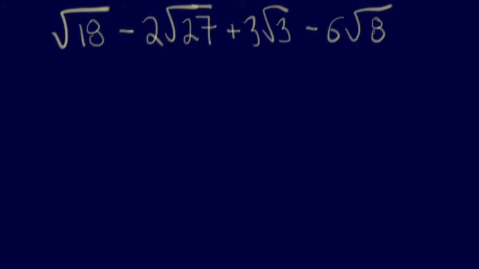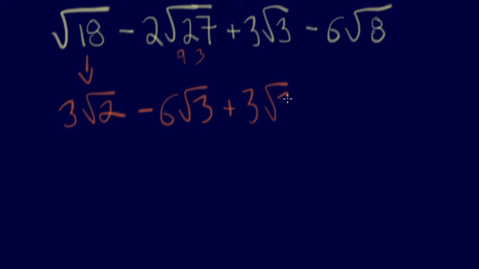Demogorgons. It sounded scary. Let's go and simplify all these, because you have root 18, root 27, a root 3, and a root 8. Nothing is absolutely common. So I'm going to simplify this, and hopefully you know this is 9 times 2. So this becomes 3 root 2. Over here, this would become 9 and 3. So that would be 3 root 3, times it by that. So it would be negative 6 root 3. Over here is still positive 3 root 3. Nothing happens there. And this would be 4 and 2. So this would be minus 12 root 2.